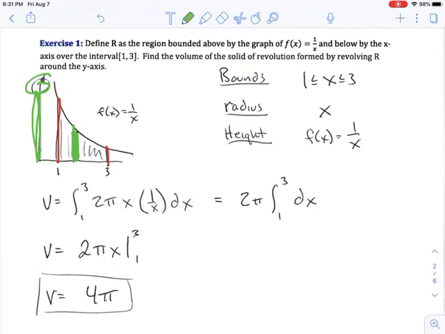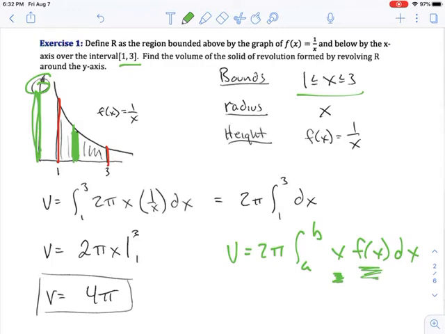All right, when I'm setting up these problems, there's 3 things I like to find. First of all, what are my bounds? Well, again, the bounds were given to me, 1 and 3. And then remember, the formula has a radius and it has a height in it. So the formula, I'll write it down here, the volume is equal to 2 pi times the integral from a to b of x f of x dx. And again, x is a radius, f of x is a height.